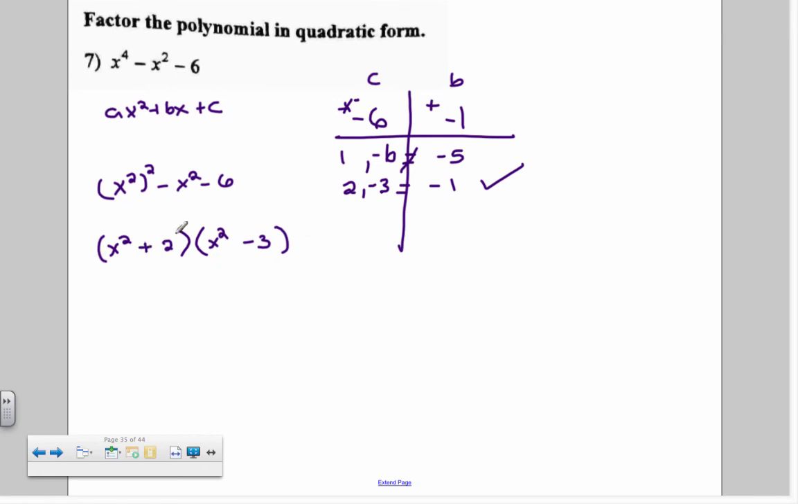And now I need to double check these factors to make sure that I can't factor them at all. They're both binomials, so I might want to check for difference of squares. Well, here I have this addition, so that can't be a difference of squares. And here, 3 is not a perfect square. So I'm done.